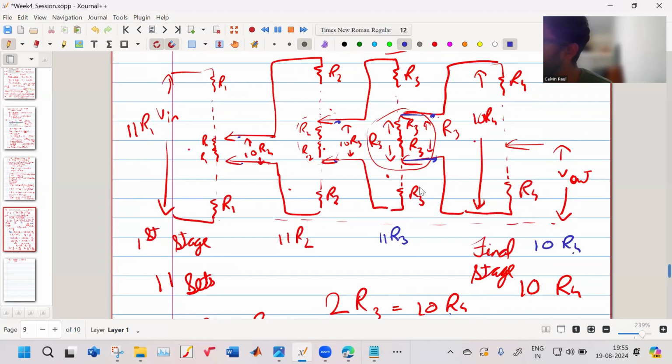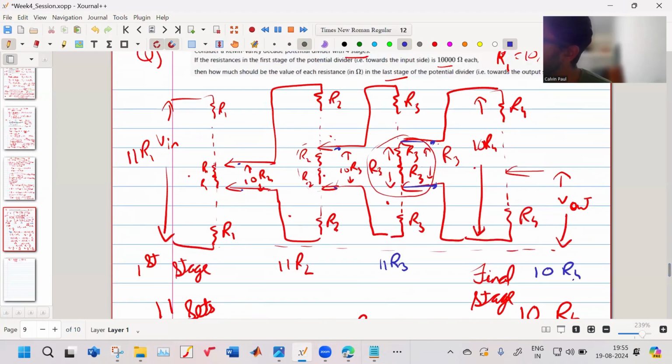Now this is R3, but there were 11 R3s. So across 2 R3, because there's a parallel potential divider outside, the effective resistance across that point becomes R3. So it becomes R3 plus the remaining 9 R3, which will result in the resistance over here to be equivalent to 10 R3. This is in parallel with 2 R2.